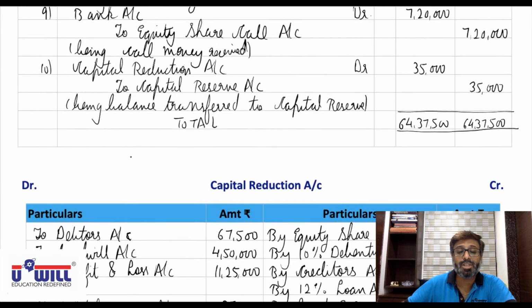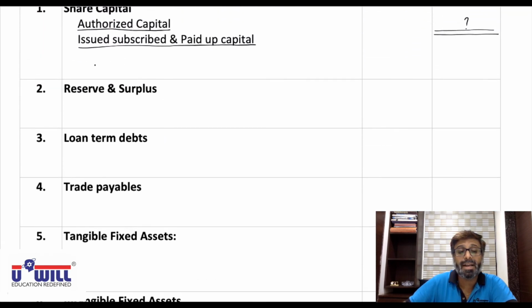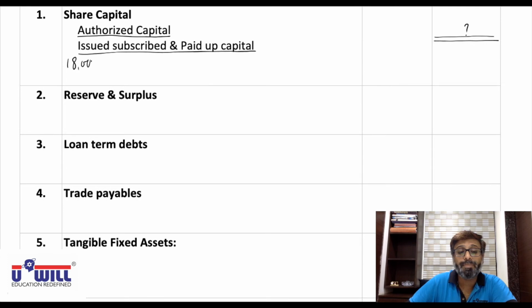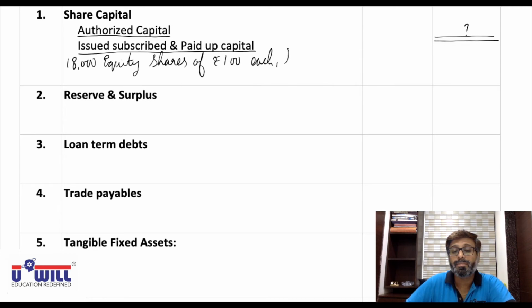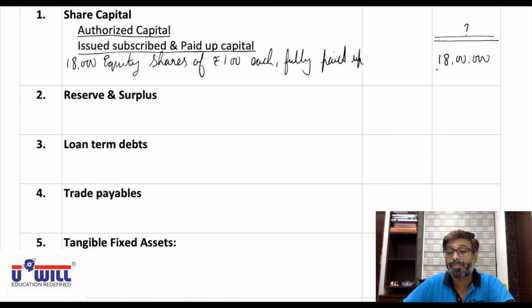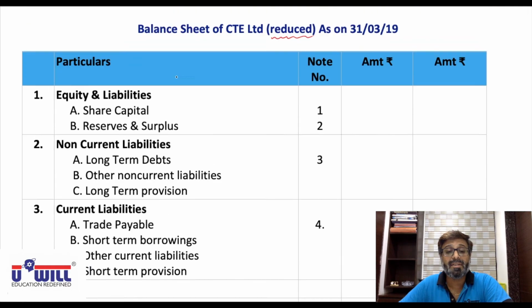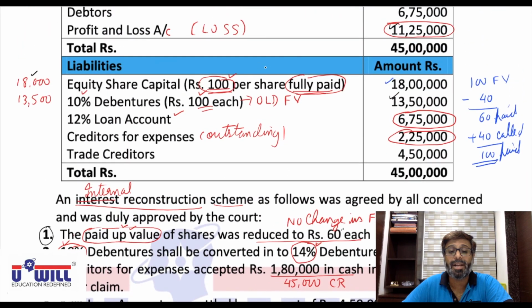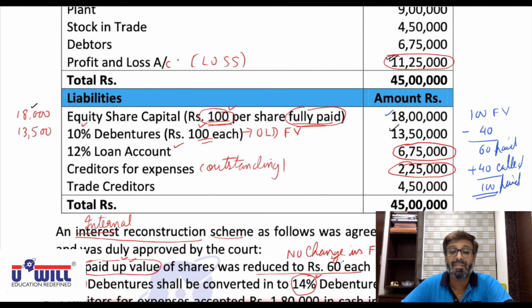So 18,000 equity shares of rupees 100 each fully paid up, 18 lakhs. I hope everyone is clear with it, or else you can rewind and listen to the things once again. Okay, 40 rupees first they sacrifice, but the same 40 is called again by the company, so they become fully paid up. Reserves and surplus, there was a loss, but that loss has been written off. Okay, this loss has been written off of 11,25,000.